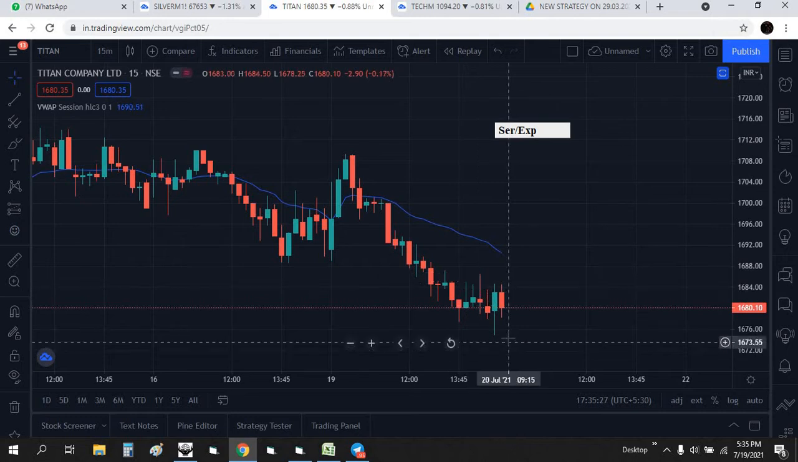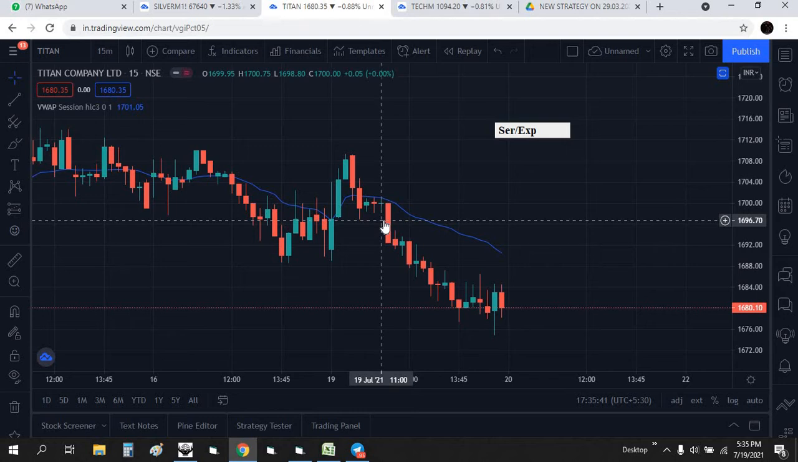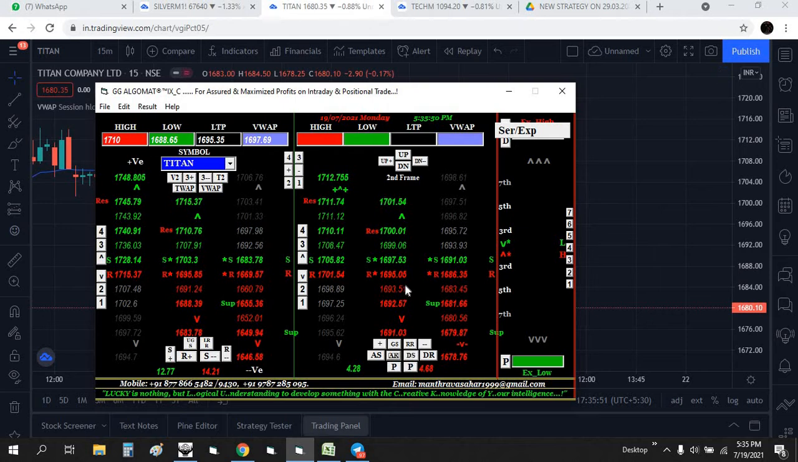I don't know whether technical analysis will work like this or not, because I know very well about technical. Definitely it's not going to work like Algo Matrix. I'm sure of that. Algo Matrix is completely based on mathematical calculations, so you can trust this and you can take your own trades. From here it is going to fall.